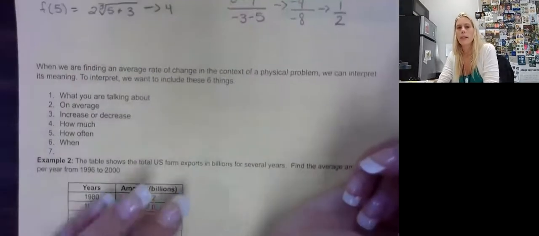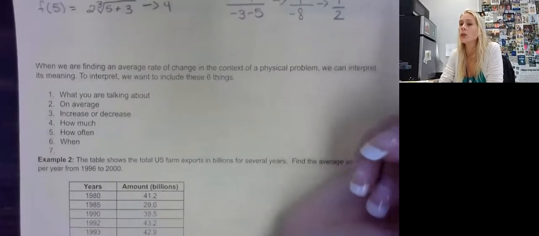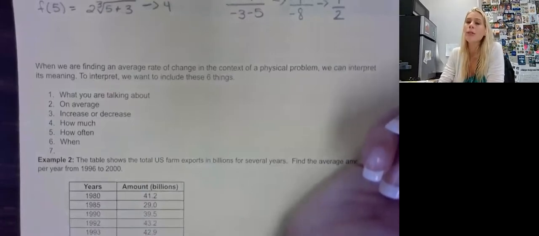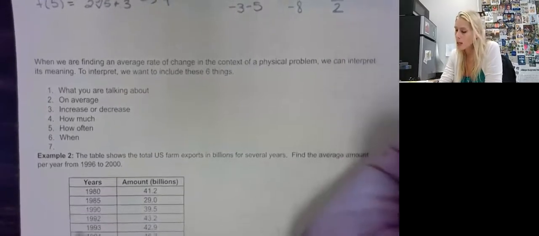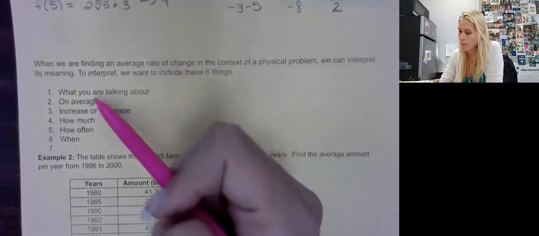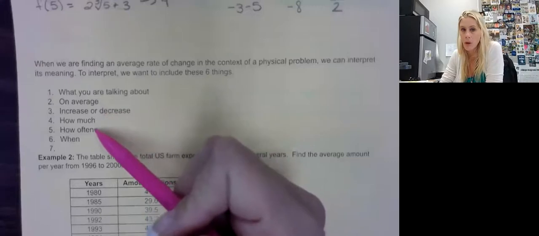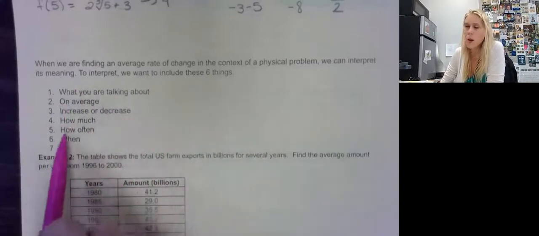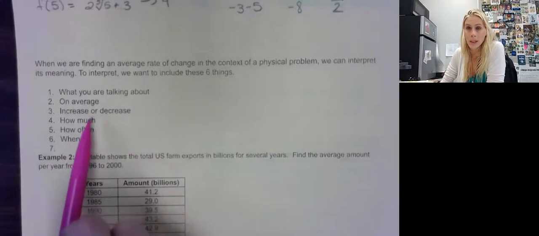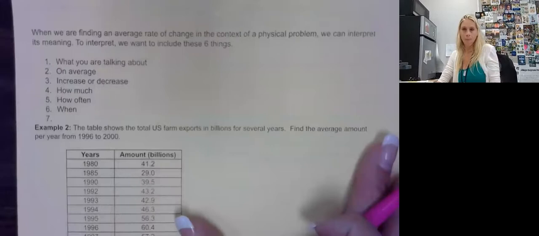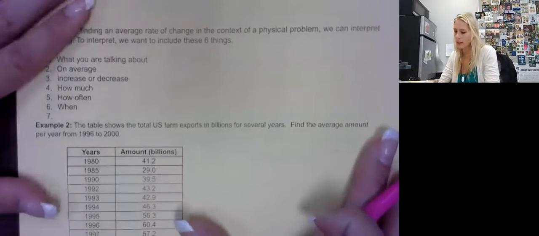On our next one here, we're going to use our table. But with this also, I want to keep in mind that this is a scenario. So when you are done, you need to write a sentence on what it means to this scenario, okay? A couple things to keep in mind. What are you talking about? On average, increase, decrease, how much, how often, when. This allows you to make a great sentence when it comes to your answer. So first, let's actually do the average rate, and then we'll write our statement.